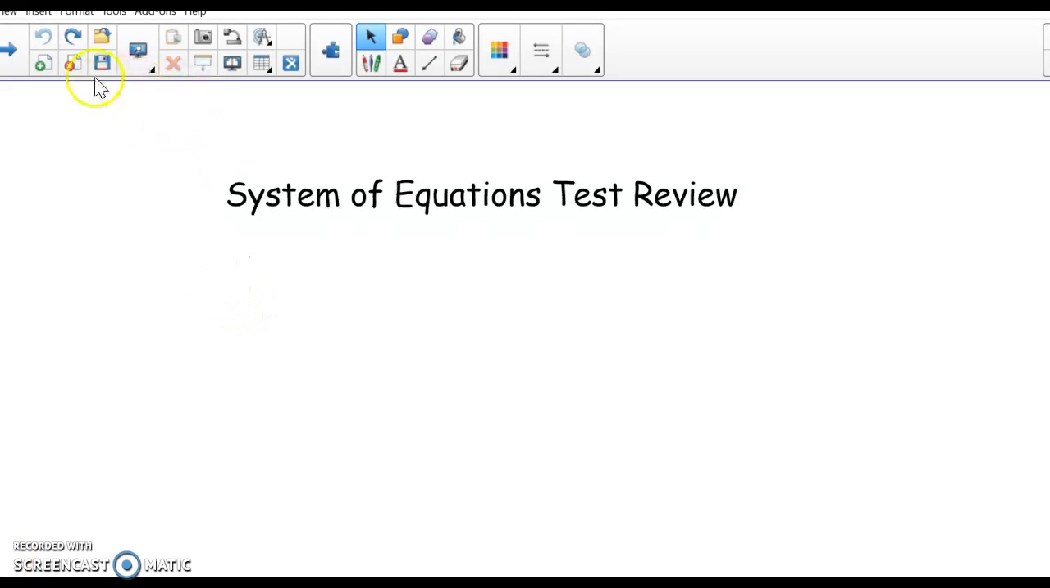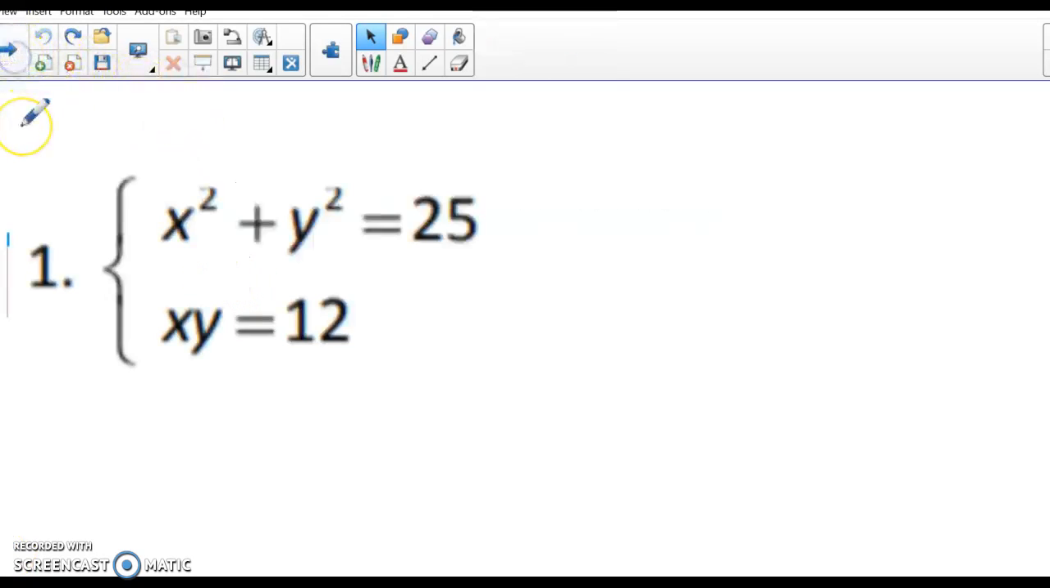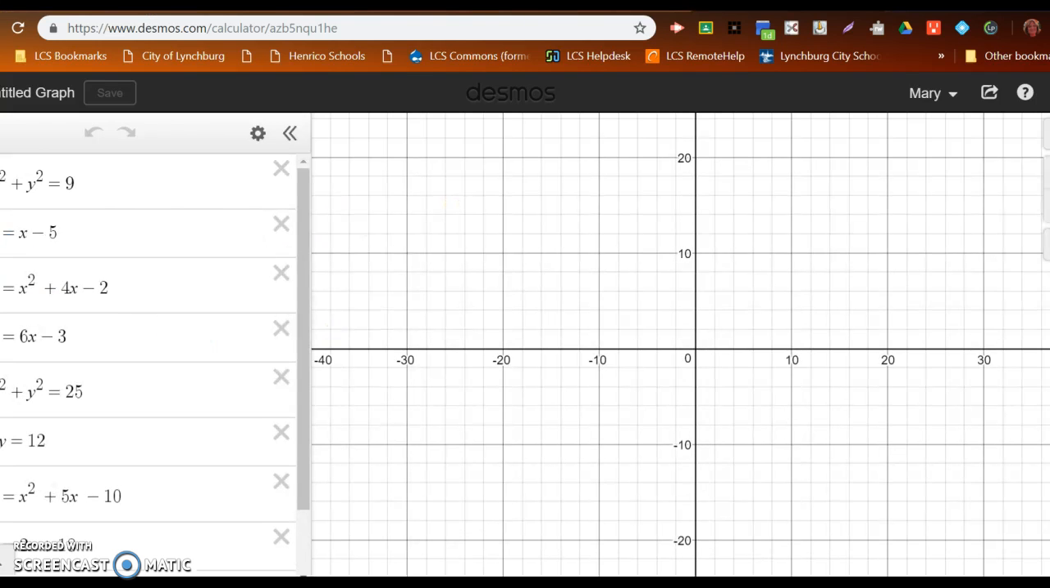This is your Systems of Equations test review. Most of the answers that you're going to have to get, you're going to have to plug them into Desmos, get your answers, and then select the correct answer on your test. So let's go through and let's choose some answers by putting them into Desmos.